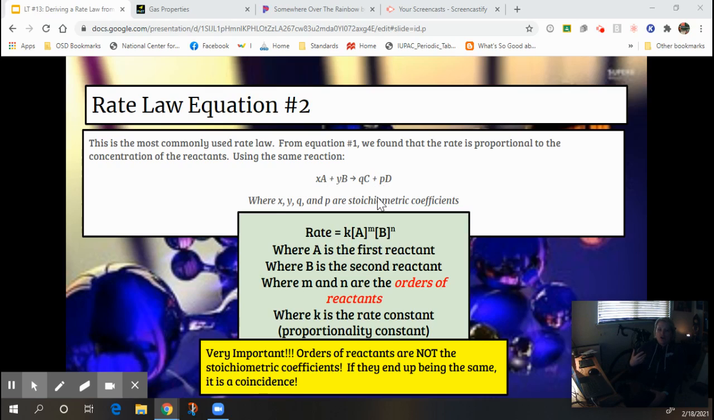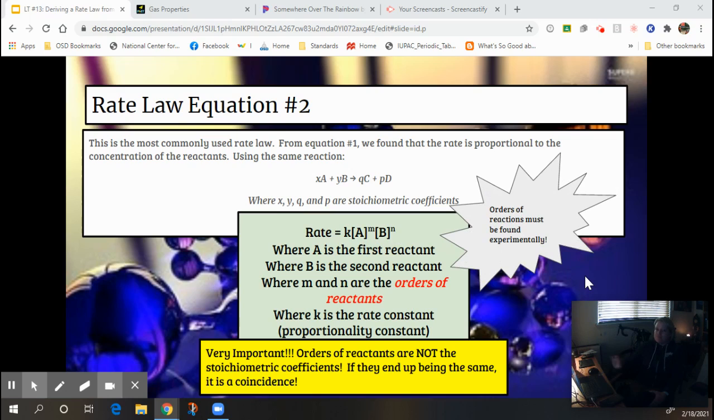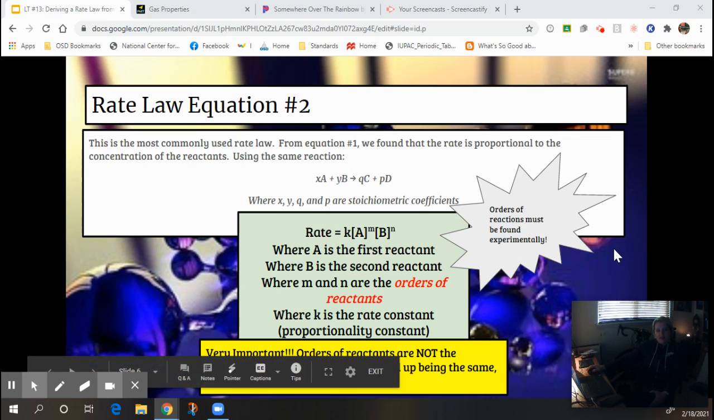M and N are what we call orders of the reactants. And orders of the reactants have to be found experimentally, which we'll get to in just a moment. It is possible that when you're doing some practice problems, M and N are going to have the same values as your coefficients. That's just a coincidence. It has nothing to do with what M and N have been found to be using calculations. Orders of reactions must be found experimentally, and I'm going to show you how to do that next.